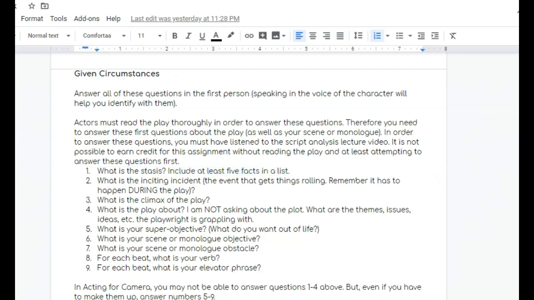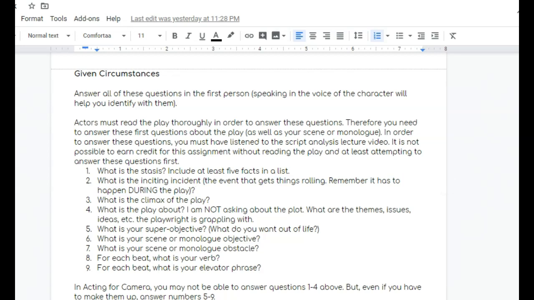The first most important thing that happens is called the inciting incident. What would you consider the inciting incident? Remember, this is something that we see happen on stage. It did not happen before the lights went up. It's not one character telling somebody about something that happened in the past. It is something that happens in the present on stage.